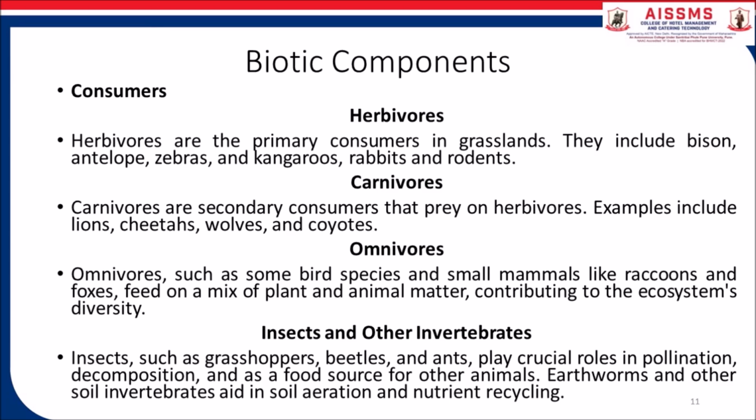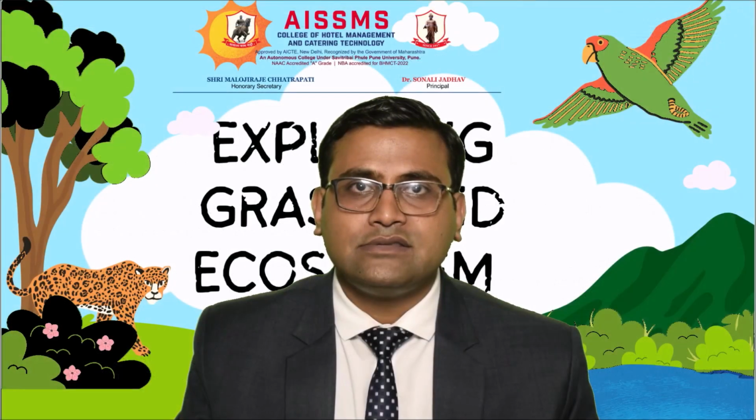Insects and other invertebrates. Insects such as grasshoppers, beetles, and ants play a crucial role in pollination and decomposition. It also acts as a food source for other animals. Earthworms and other soil invertebrates aid in soil aeration and nutrient recycling.